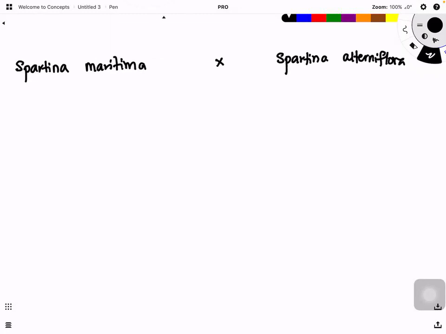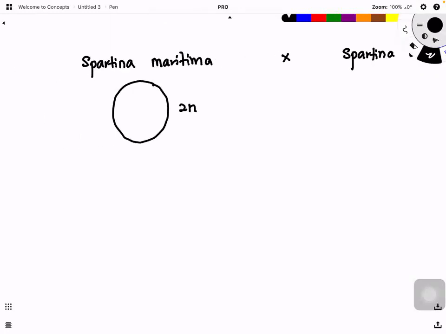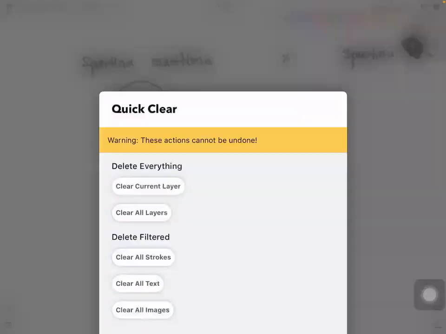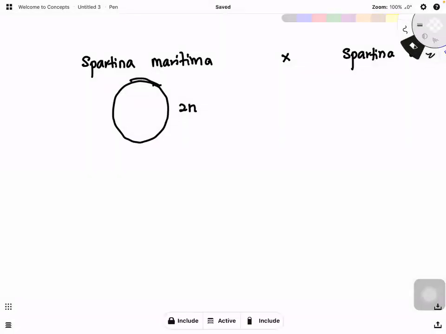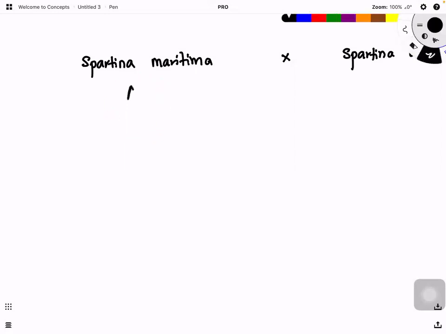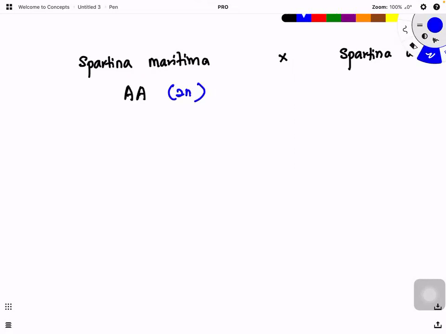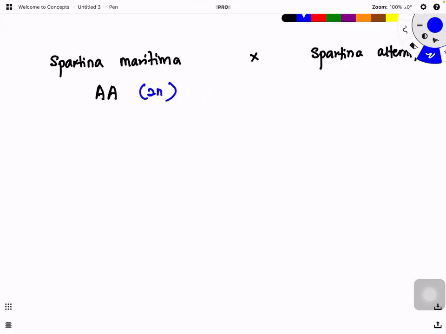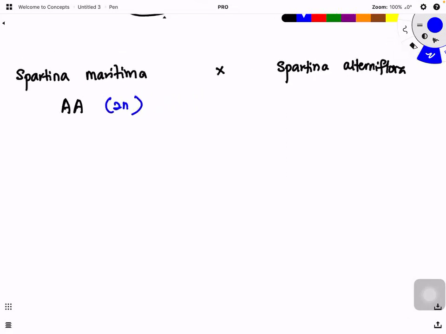So how are we going to put it here? This is a cell, 2n, so I represent it as AA. A is one set of chromosomes, another A is another set. So diploid, 2n, and they are fertile. Spartina alterniflora I represent with BB. Why BB? A different set, also 2n.